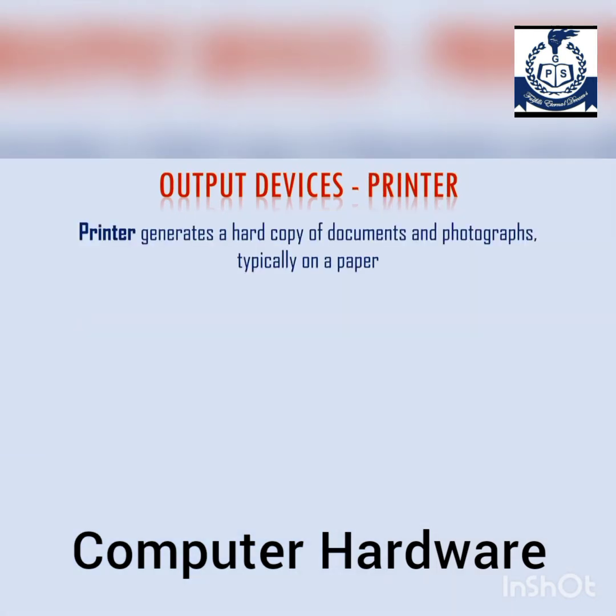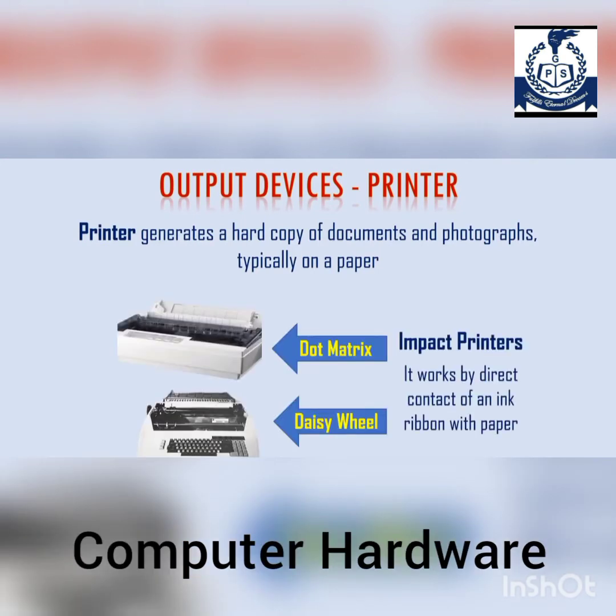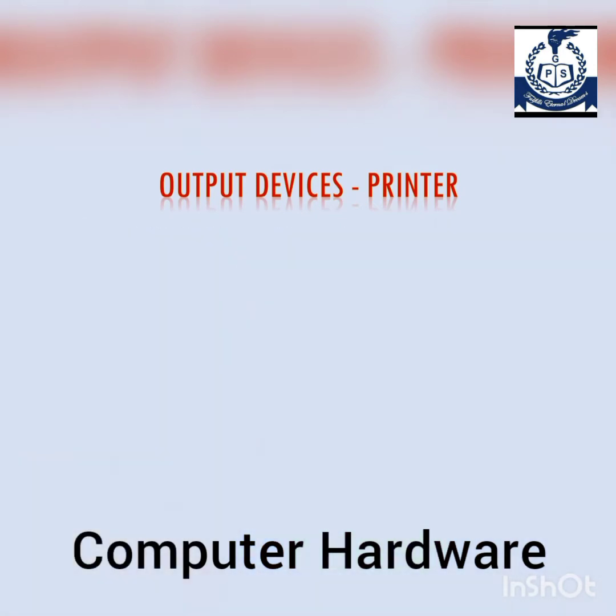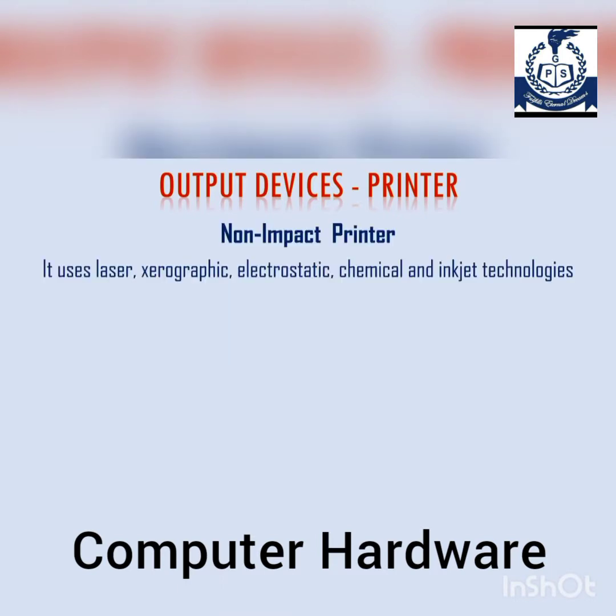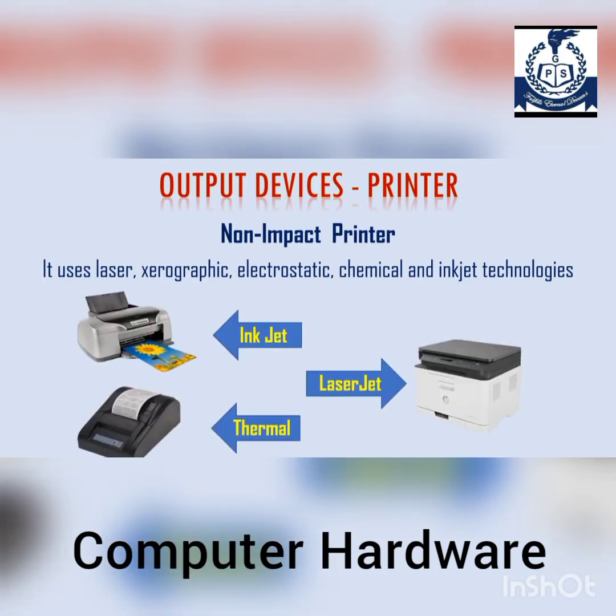Printer generates a hard copy of documents and photographs, typically on paper. Impact printers work by direct contact of an ink ribbon with paper. Non-impact printers use laser, xerographic, electrostatic, chemical and inkjet technologies.